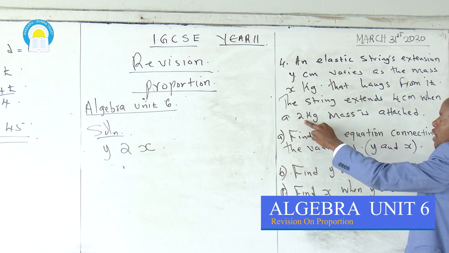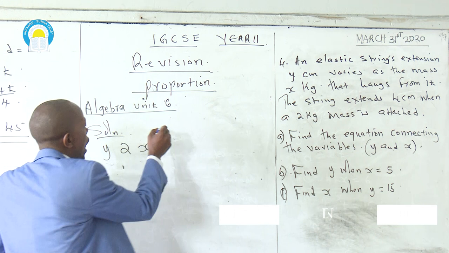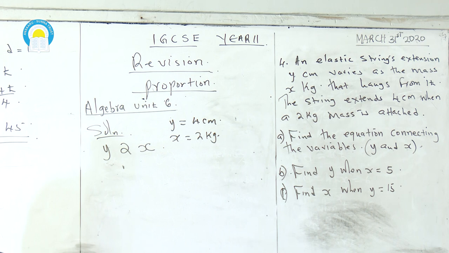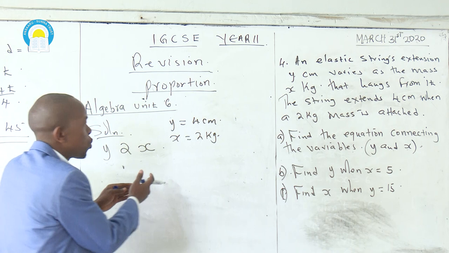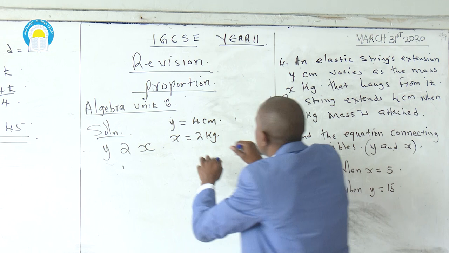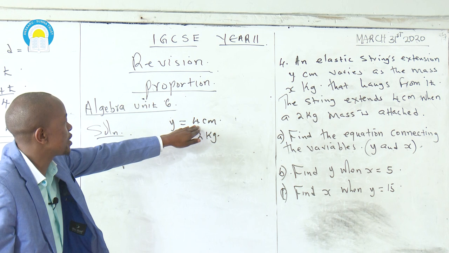Now, find the equation. We introduce the constant of proportionality, because y is equal to 4 centimeters when x is equal to 2 kilograms. We state what is provided in the problem, then find what the question is asking. First of all, can you list down what is in the problem? We have the value of y, which is 4 centimeters, and the value of x, which is 2 kilograms. The extension is expressed in centimeters, and the mass is given in kilograms.